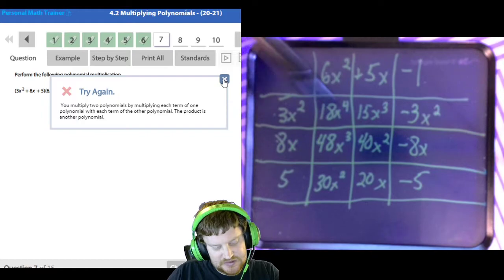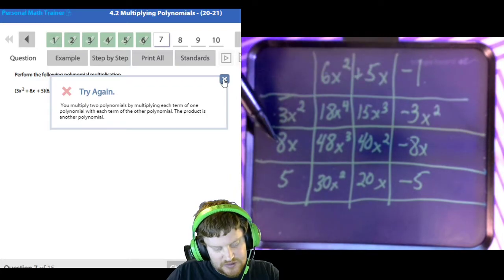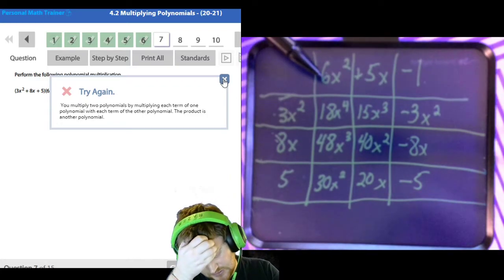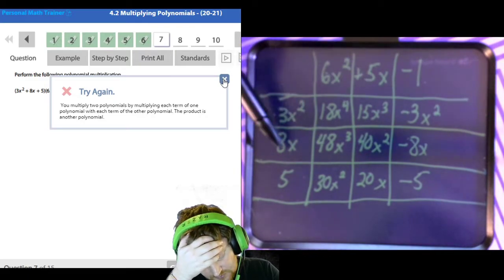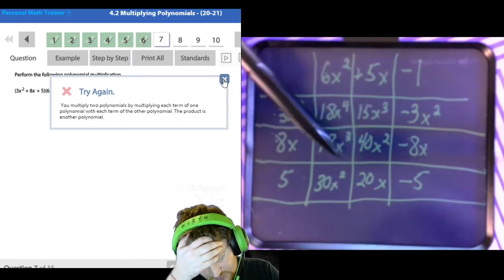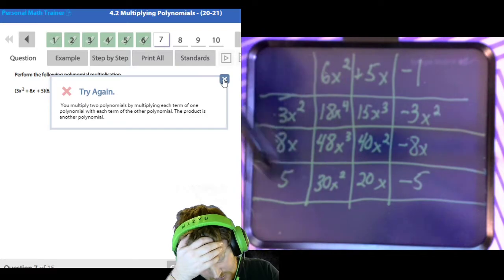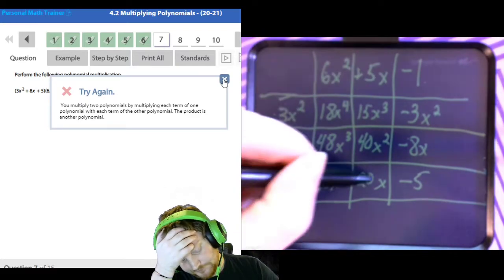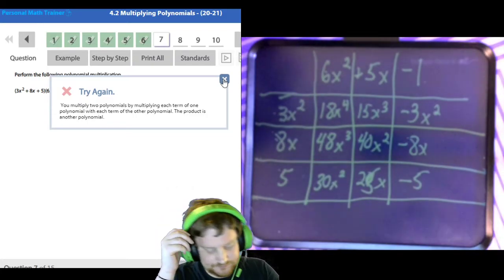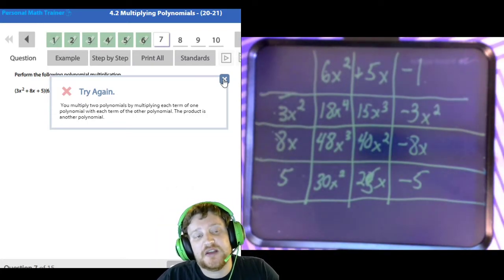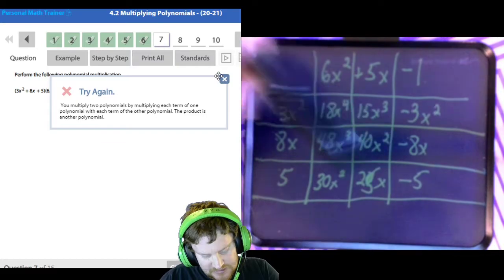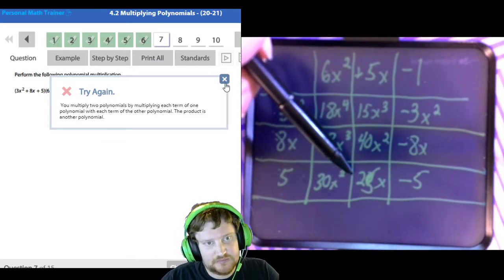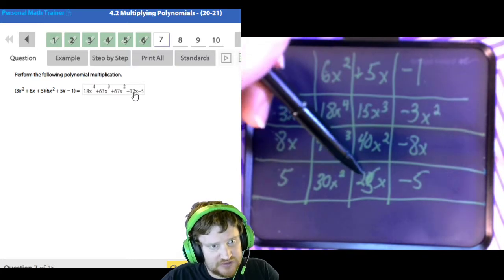Six times 3 is 18. 3 times 5 is 15. 3 times negative 1 is negative 3. 8 times 6, 8 times 5 is 40, plus 8 is 48. Okay. 5 times 8 is 40. 8 times negative 1 is negative 8. 5 times 6 is 30. 5 times 5 is 25, guys. 25 minus 8 x is 17. So it should be 17x.